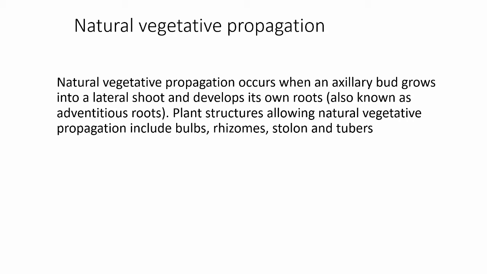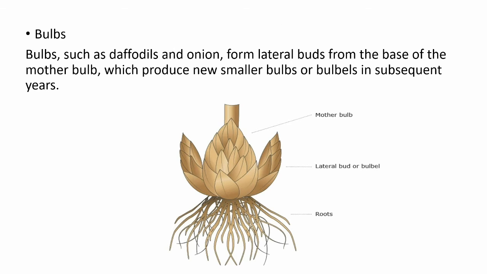In natural vegetative propagation, this propagation occurs when the axillary bud grows into a lateral shoot and develops its own roots, also into what we call the adventitious roots. Plant structures allowing natural vegetative propagation include the bulb of the plant, the rhizomes, the stolon, and the tubers. All these are the plant structures that allow for vegetative propagation.